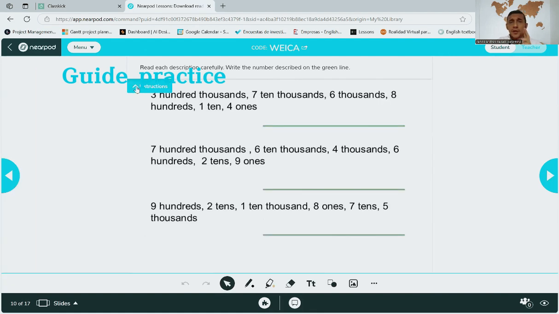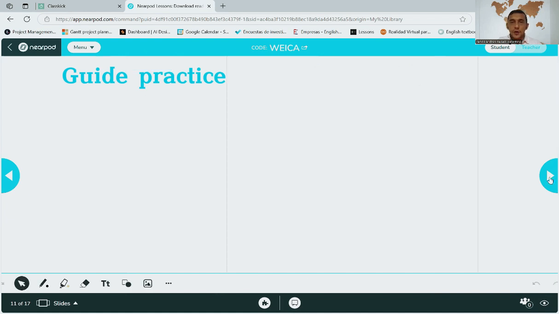You have 3 minutes to complete this. If you have any question, please let me know. Read the instructions carefully and complete this by yourself. Read each description carefully, write the number, and describe it on the green line. 3 minutes. Okay, time is up. Let's continue with the next part.